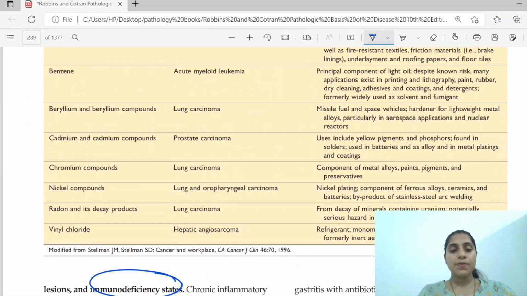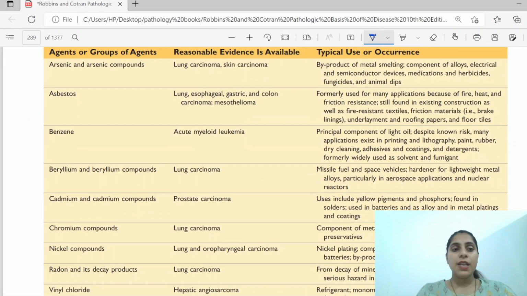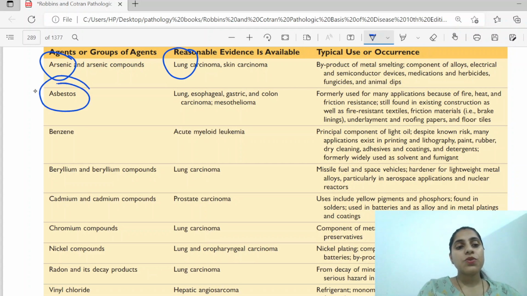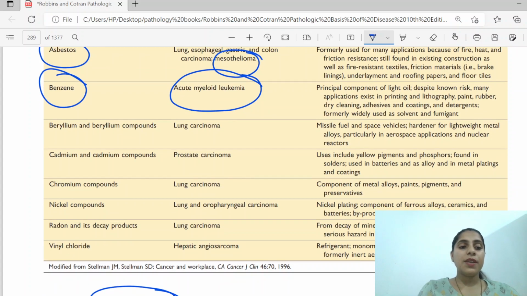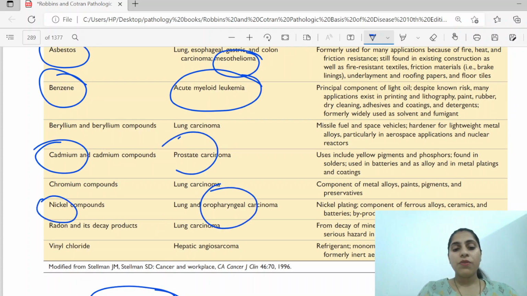Then we come to environmental exposures like arsenic that we have discussed. This can lead to lung cancer. So mostly everything is leading to lung cancer, except for asbestos that also leads to mesothelioma, benzene that leads to acute myeloid leukemia, cadmium that leads to prostate carcinoma, nickel that leads to oropharyngeal carcinoma, and vinyl chloride that leads to hepatic angiosarcoma. The rest all lead to lung carcinoma.